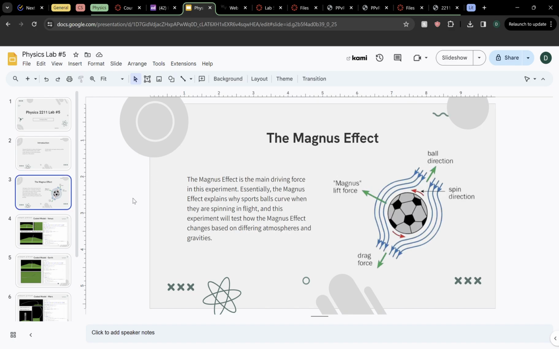The Magnus effect is the main driving force in this experiment, and it essentially explains why sports balls curve when they are spinning in flight. This experiment is going to test how that changes based on different atmospheres and different gravities. As you can see, when a ball is kicked going in this direction, the Magnus force provides a force based on which way it's spinning. In this case, the ball is spinning counterclockwise, so there's a force being applied in this direction, which is the Magnus force.